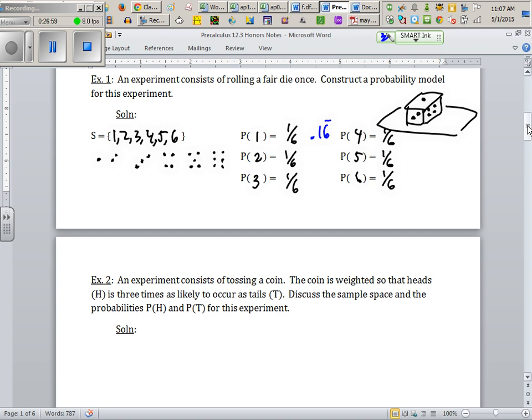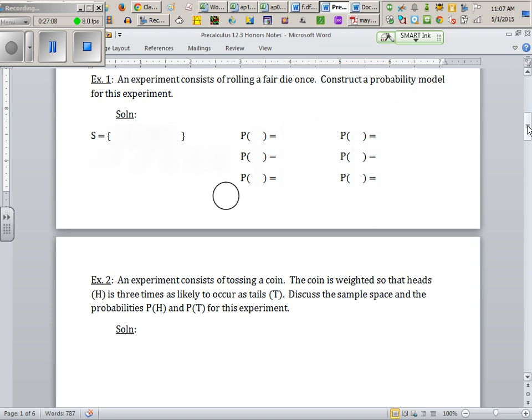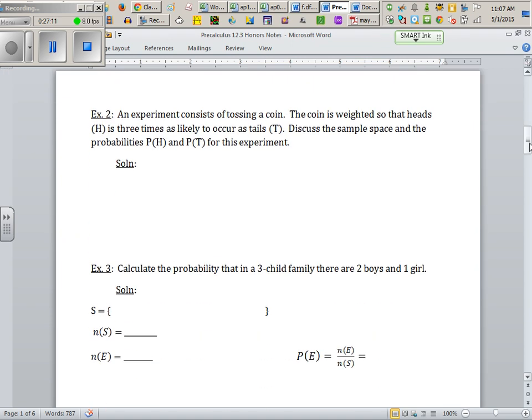Now this is a weighted coin, so it is naturally an unfair coin. Actually, it's probably unnaturally an unfair coin. Somebody has been messing with it. In this problem, it says an experiment consists of tossing a coin, but the coin is weighted so that heads is 3 times more likely to occur as tails. So I've got a coin in my pocket, and when I flip it, it is 3 times more likely to land on heads than to land on tails. Is that normal? Is that a fair coin?